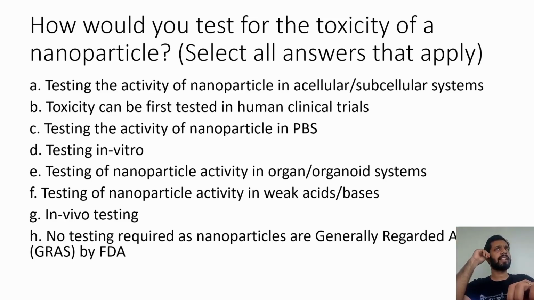Testing of nanoparticle activity in weak acids or bases will not give you much, right? It will tell you if your nanoparticle is active at certain pHs, but it will not tell you if it's toxic. In vivo testing is basically testing on animal models, right? So mouse, guinea pigs, hamsters, monkeys. So basically testing your nanoparticle there on animal models. That will also give you an idea of how toxic your nanoparticle is towards living systems, right? So that's also a correct option.